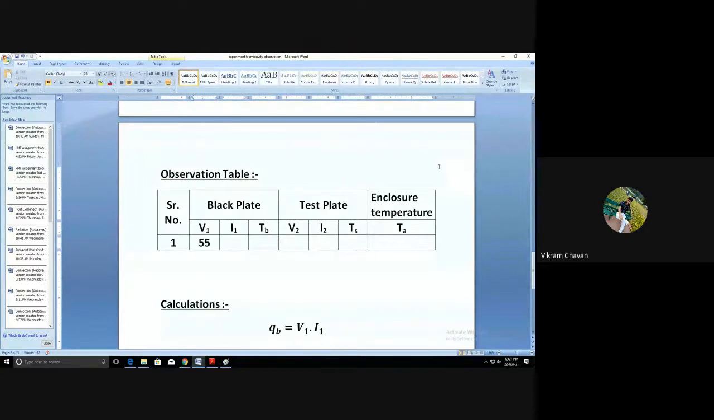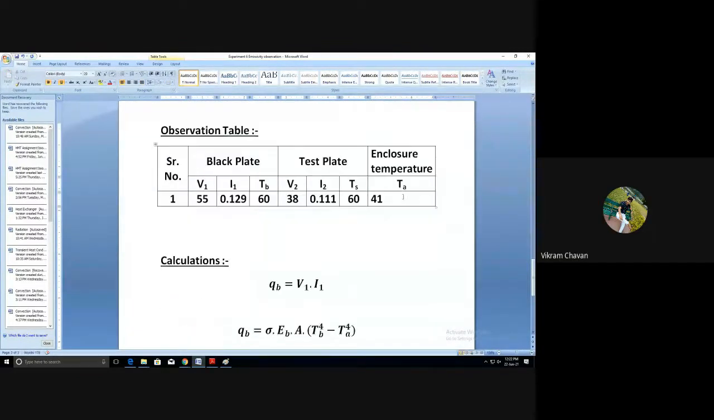So tell me the value V1: 55, right? I1: 0.129. Then TB, the black body temperature, 60 degree. V2: 38. I2: 0.111, and the test plate surface temperature 60 degree. And the enclosure, ambient air or surrounding temperature, 41, right? Okay, so the calculation part.